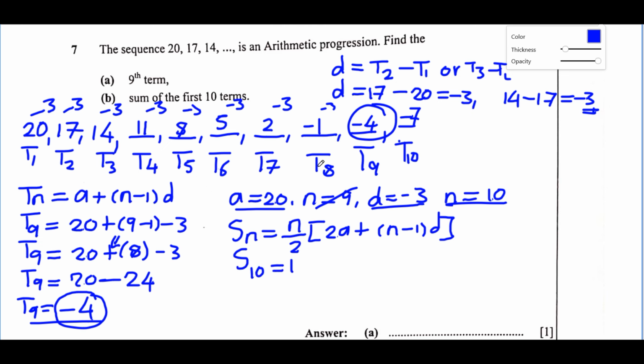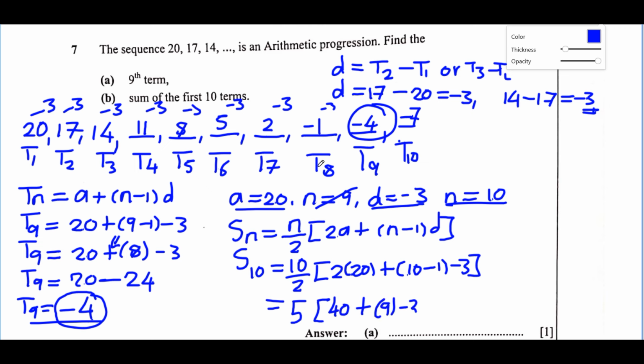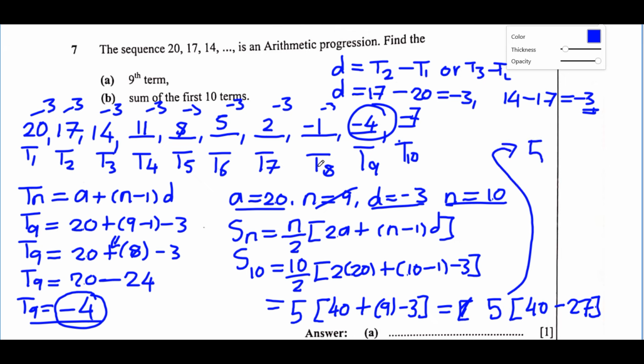So S10 is equal to 10 divided by 2, times 2 times 20, plus 10 minus 1 times negative 3. 10 divided by 2 will give us 5. 2 times 20 will give us 40, plus 9 times negative 3. So 5 times 40, here this sign changes to minus, 3 times 9 is 27. So 40 minus 27 is 13. So 13 times 5 is 65, which is 5 times 3 is 15. We keep the 1. 5 times 1 is 5 plus 1, 6. So this is how we can answer questions like this.